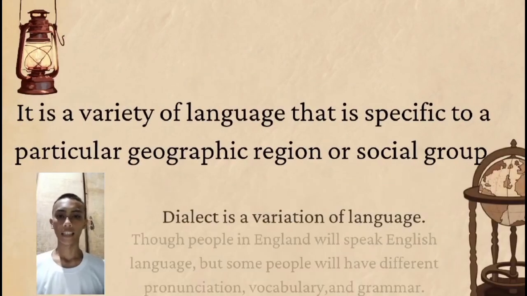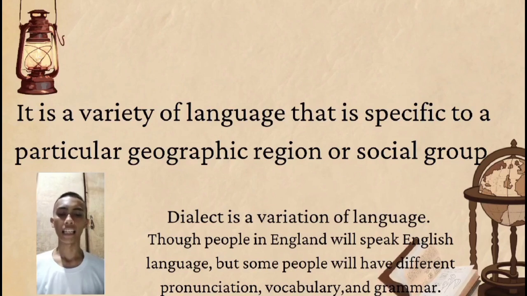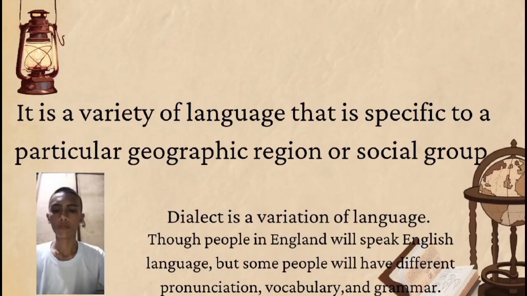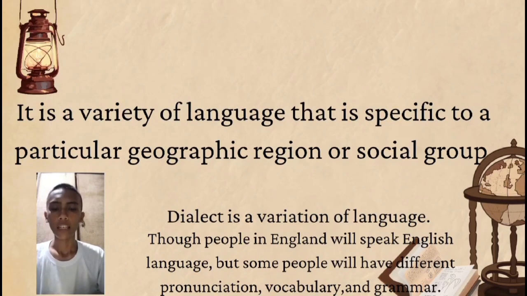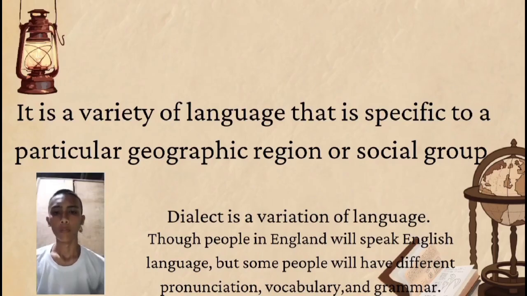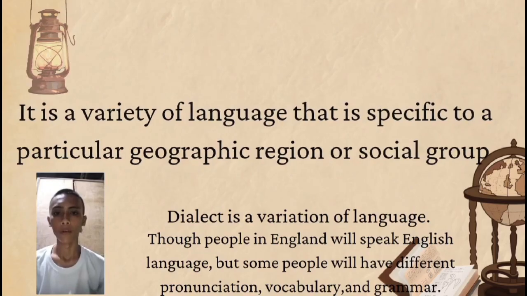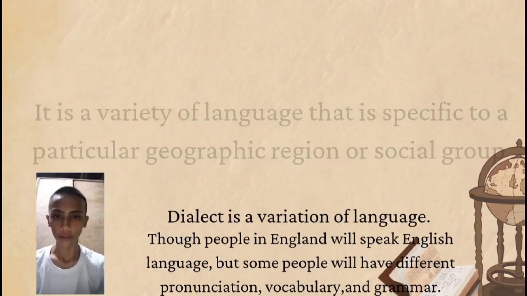What is dialect? Dialect is a variety of language that is specific to a particular geographic region or social group. Dialect is a variation of language. Though people in England will speak the English language, some people will have different pronunciation, vocabulary, and grammar. So this is called dialect.